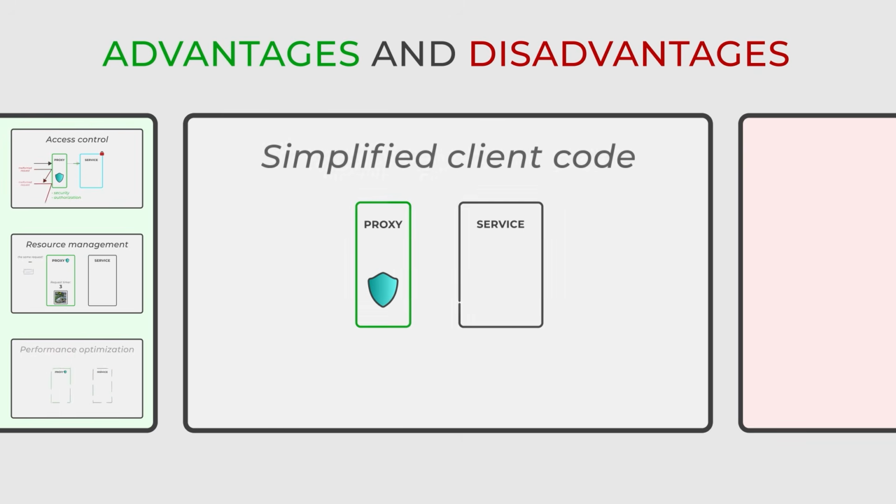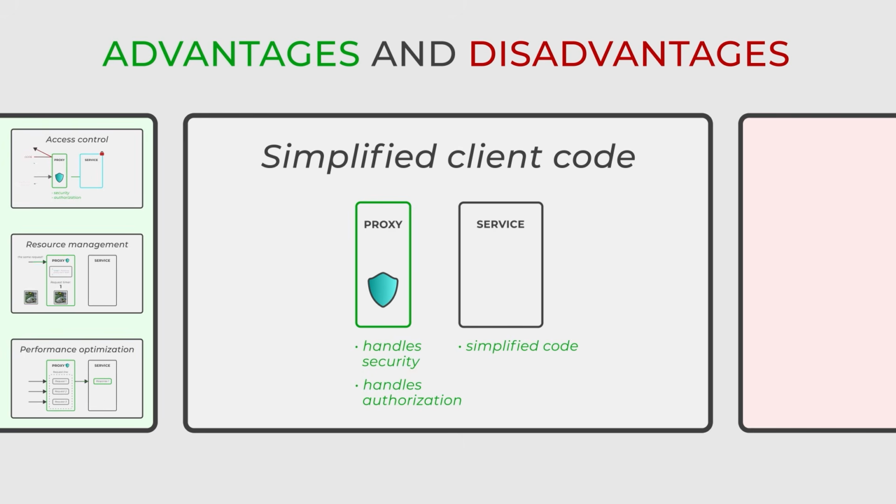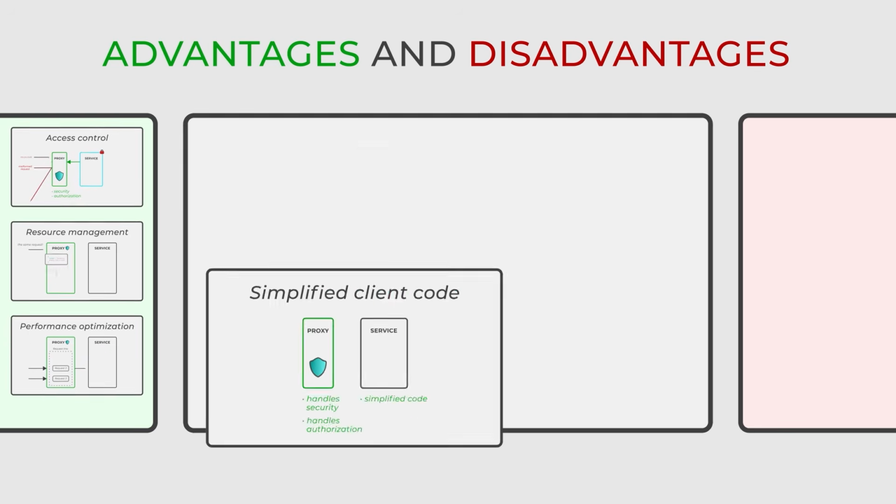Lastly, the client code becomes simpler and more straightforward when using the proxy pattern. The complexity of functionalities or interactions is encapsulated within the proxy, making it easier for the client code to interact with the real subject. On the other hand, there are some disadvantages to consider.